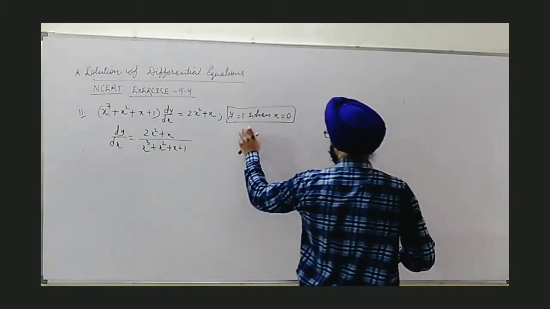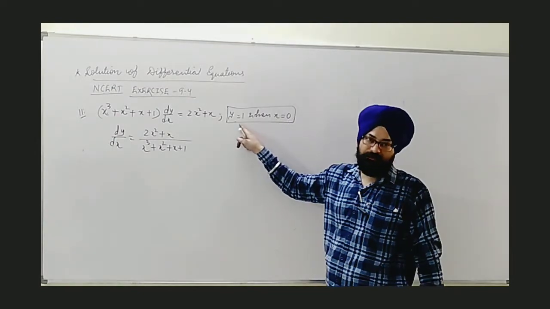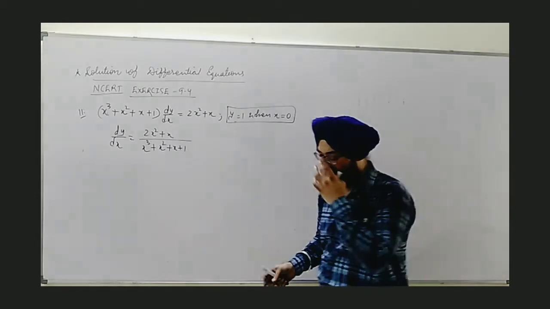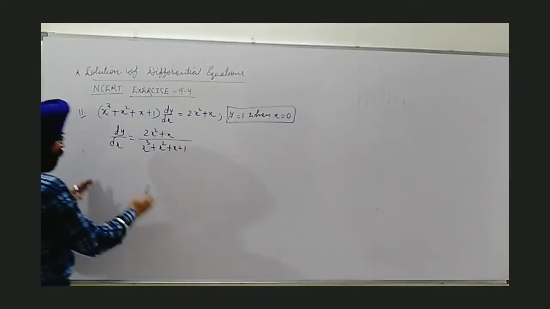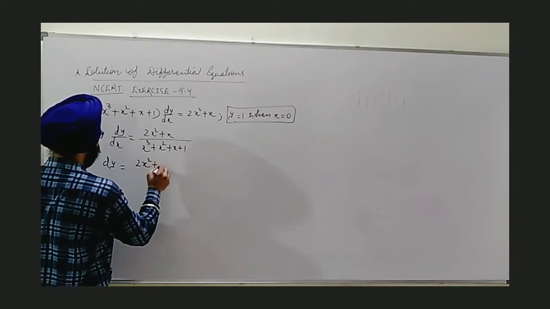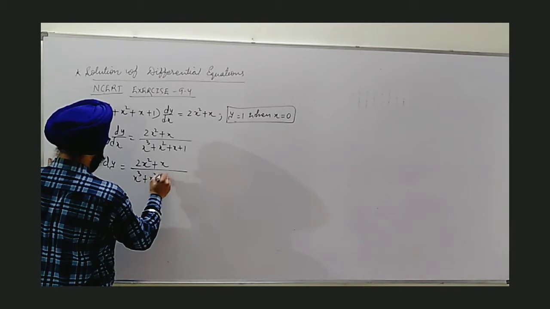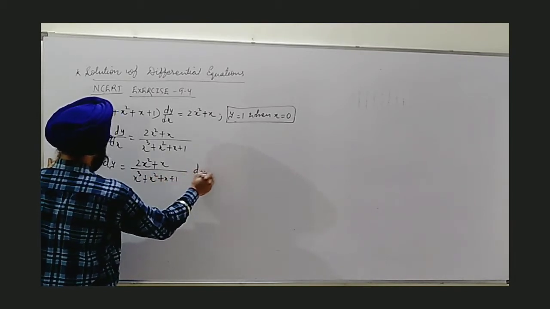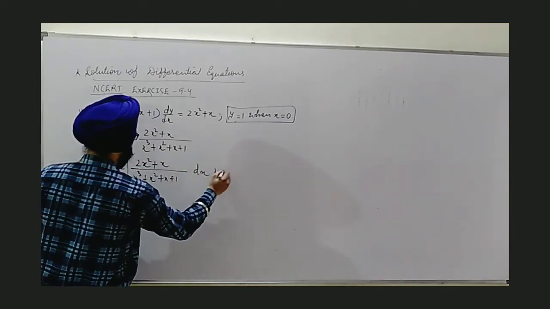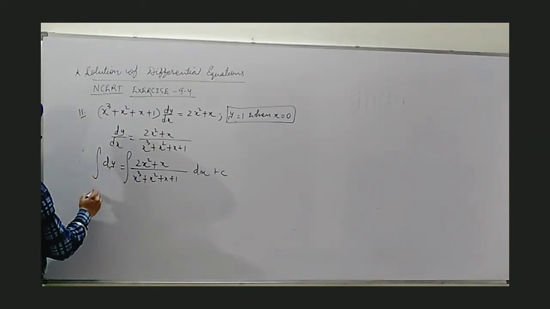Now what is the change? You see this one. It is x equal to 0, at this condition y is 1. Here we will find the particular solution. Let me show you that. First of all we will find the general solution of it. We get dy as 2x square plus x upon x cube plus x square plus x plus 1 dx. This we can integrate. Okay, now this will become y.